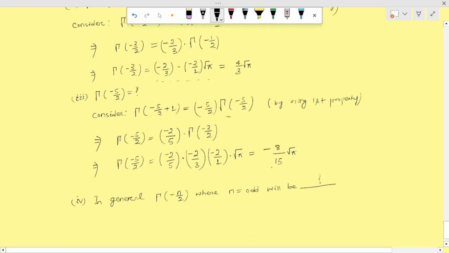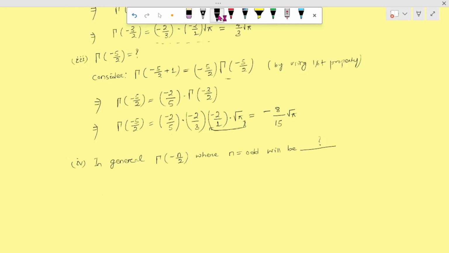Minus 5 by 2, what is it? The first term is minus 2 by 5 into minus 2 by 3 into minus 2 by 1 root pi. Here minus 2 by 1 is the last term. Each time the denominator decreases by 2, but the numerator is always minus 2. Gamma minus n by 2, in general, will be equal to, and the last term is always minus 2 by 1 root pi, but the first term is always the reverse, so I write minus 2 by n.